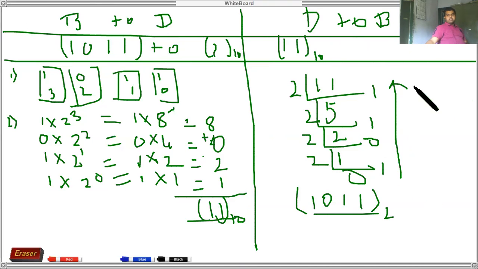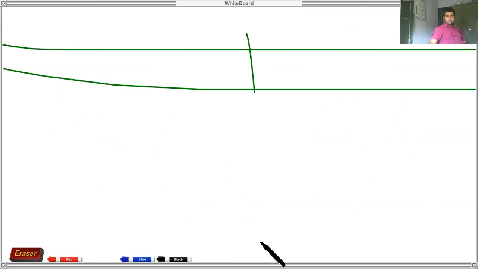So shall we try with another example? This time we will take a little bit bigger example. We'll draw a margin like this. We will take a binary value and convert it into decimal, and then for checking we will see decimal to binary. We'll perform both the questions.